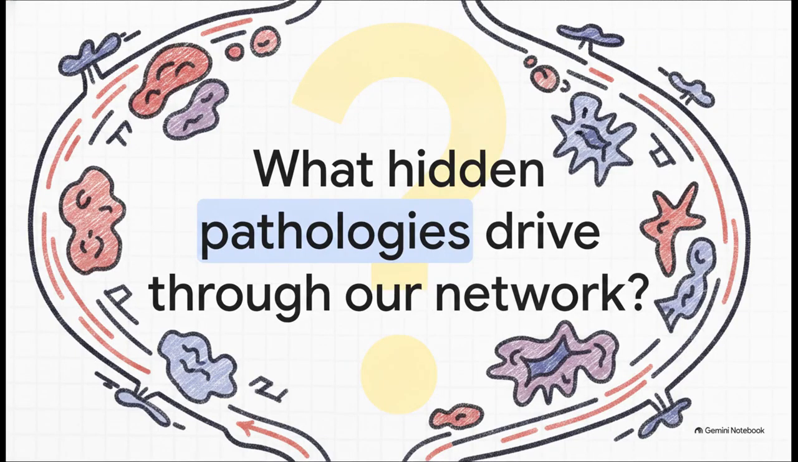We've seen how perfectly normal anatomy can succumb to targeted inflammation and how benign growths can sharply contrast with aggressive toxic malignancies. So to conclude this explainer, I want to leave you with this final thought. If our circulatory highway is so intricately fragile, what other hidden pathologies might be silently driving through our most essential network right now?